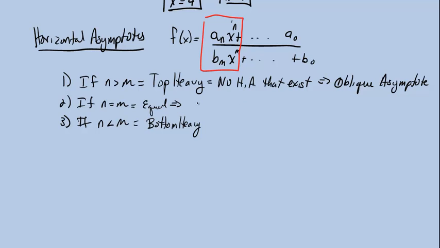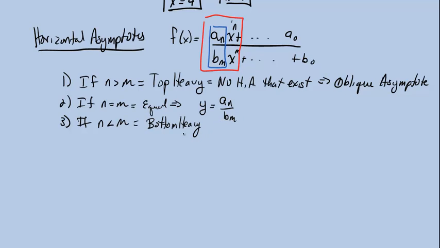If they are equal, if n equals m, if your degrees are equal, you will have a horizontal asymptote. Think of the equation of a horizontal line. That will fall in the form y equals the ratio of their leading coefficients, so y equals a sub n divided by b sub n.